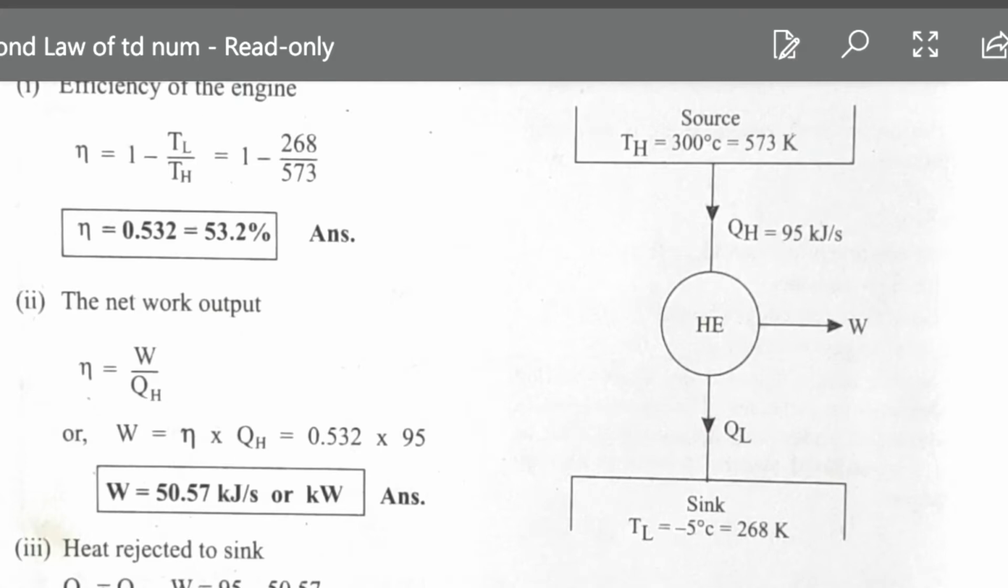Okay, so this is the Carnot efficiency. Now for the net work output, eta is equal to W upon QH. So W is equal to eta into QH, that is 0.532 into 95, and W equal to 50.57 kilojoule per second, or kilowatt. So this is W.